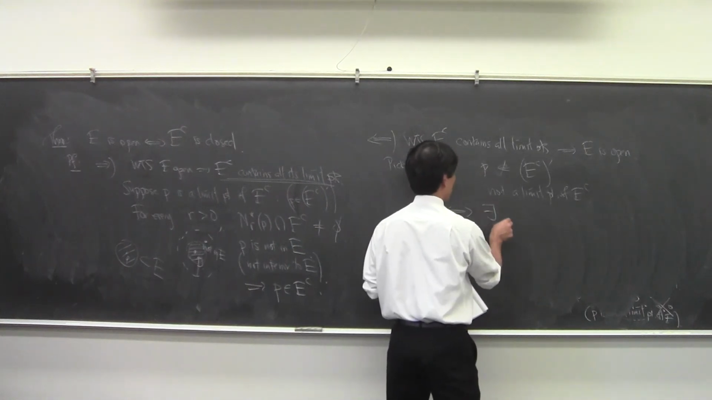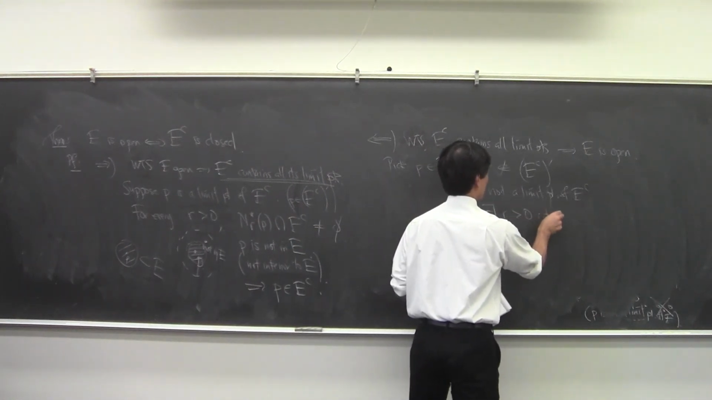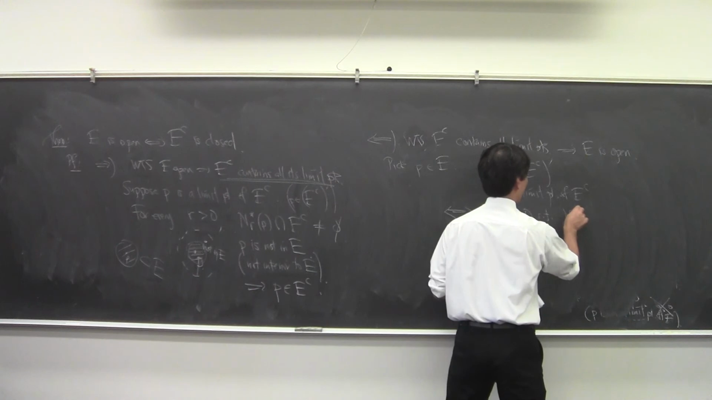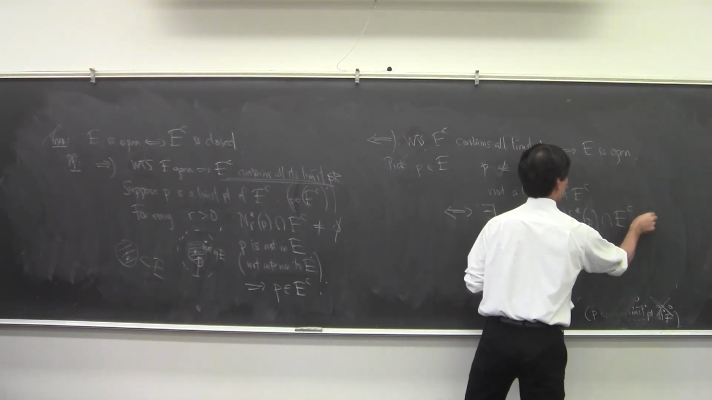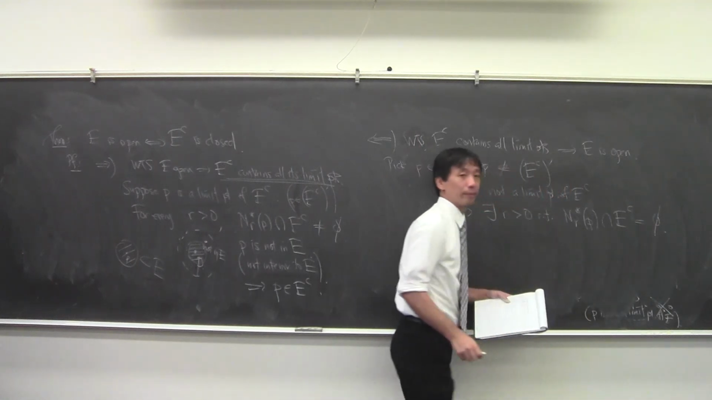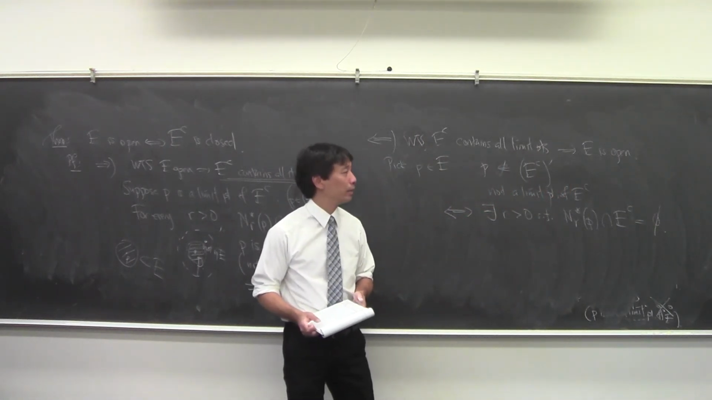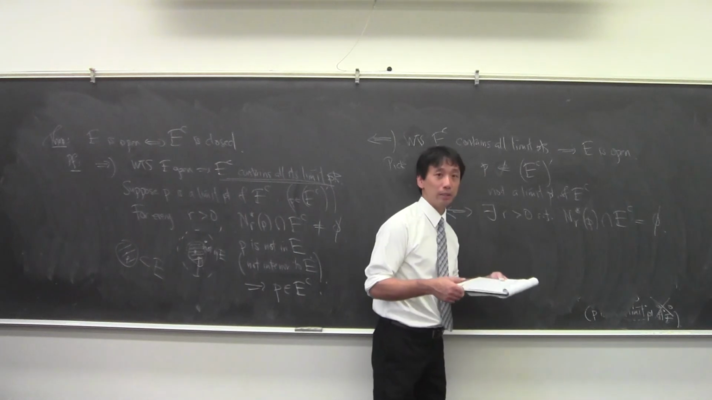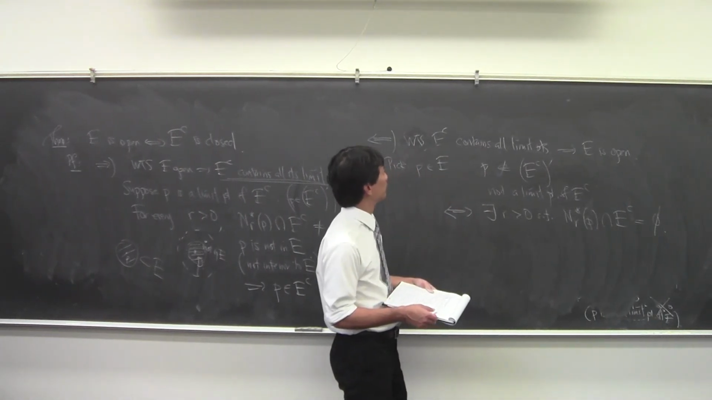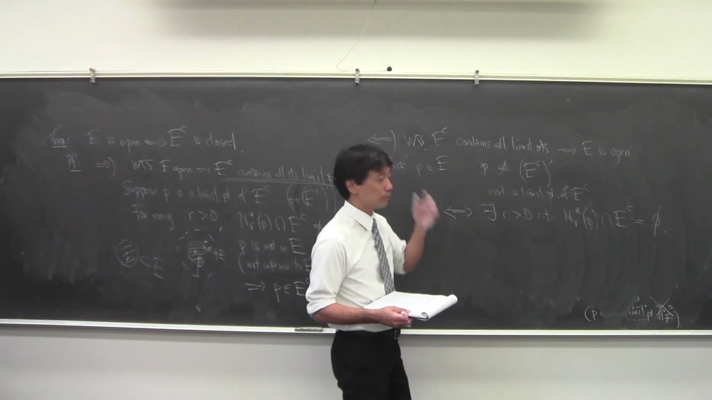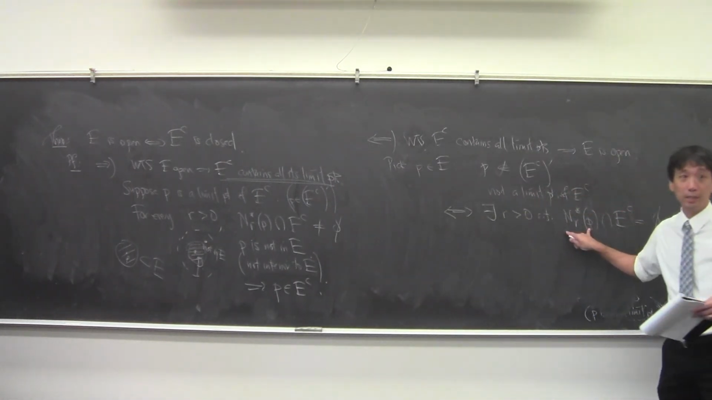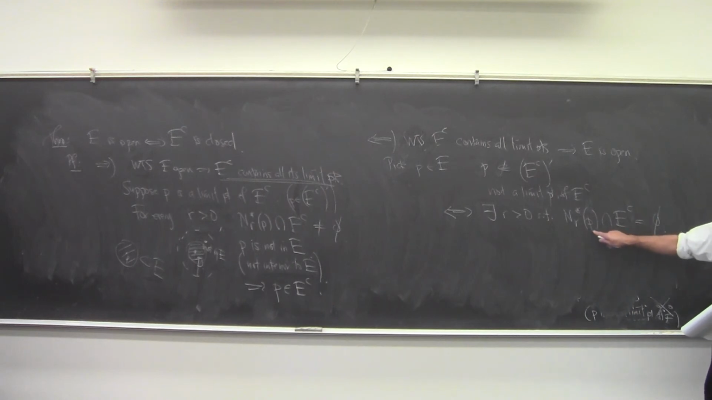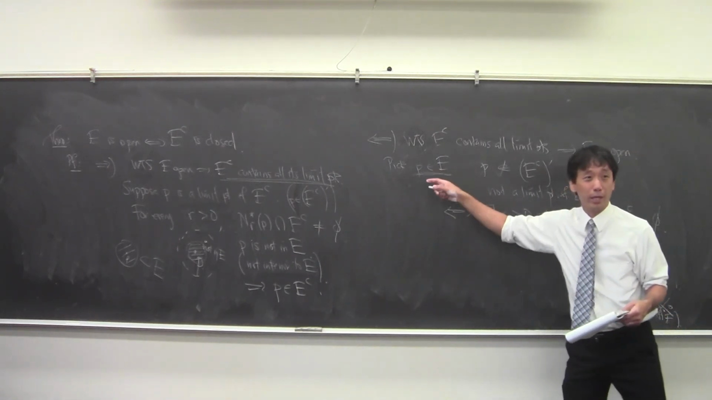So there exists some radius such that the punctured neighborhood around P intersect E complement is empty. There's a punctured neighborhood that doesn't intersect E complement. But we also know the center doesn't intersect E complement either, because the center is in E, not in E complement.